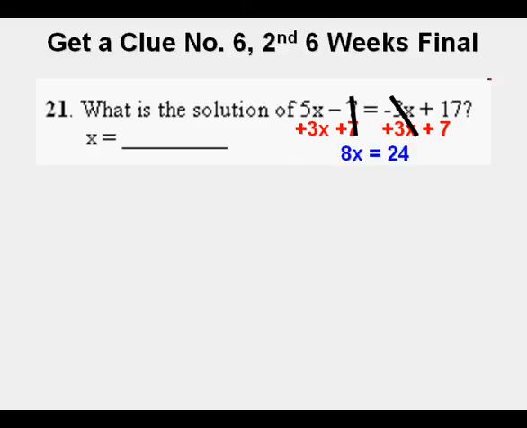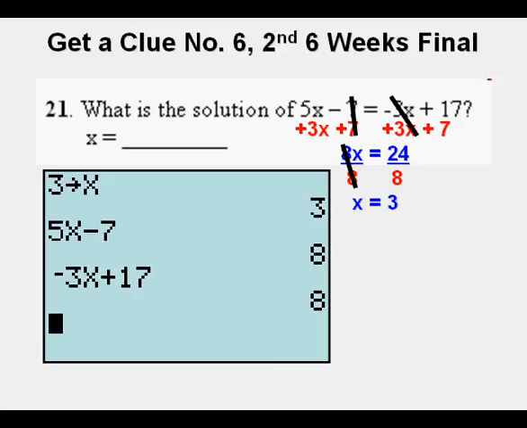That leaves us with 8x equals 24. Divide both sides by 8. Cancel 8 over 8 on the left side. So x equals 3. Finally, we check the solution of x equals 3 by storing 3 for x and entering both sides of the original equation to see if they're the same.